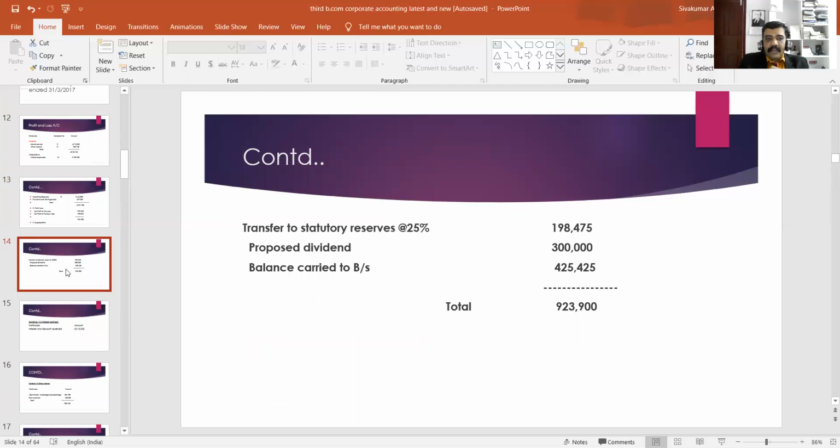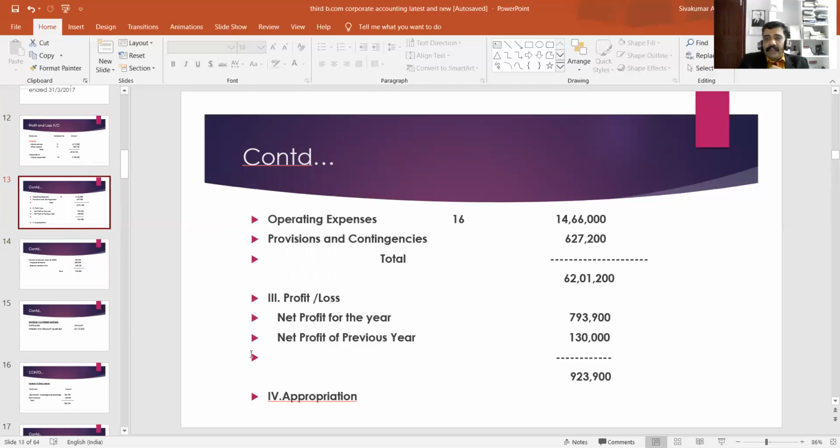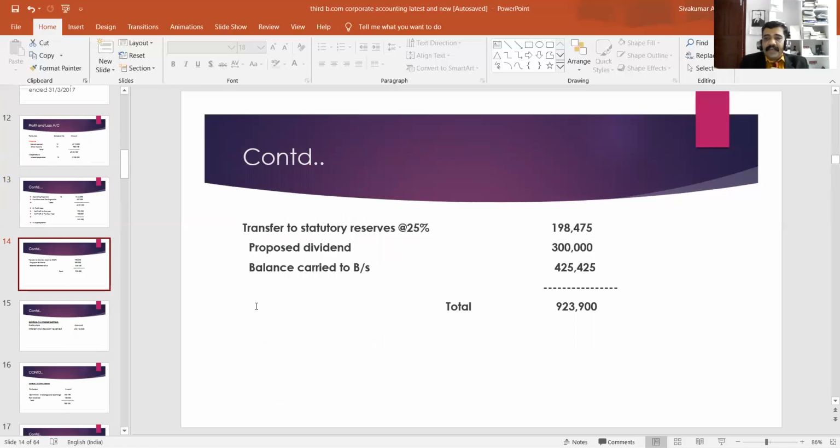Okay. Then the last portion with respect to profit and loss account is appropriation. Please transfer 25% of current year profit to statutory reserve and please show proposed dividend, and then please balance the profit and loss account and show the balance amount as balance carried over to balance sheet.